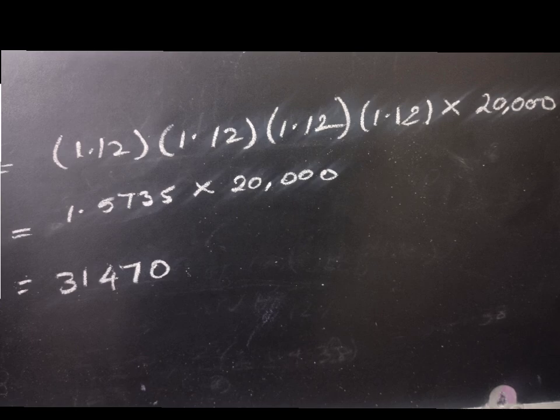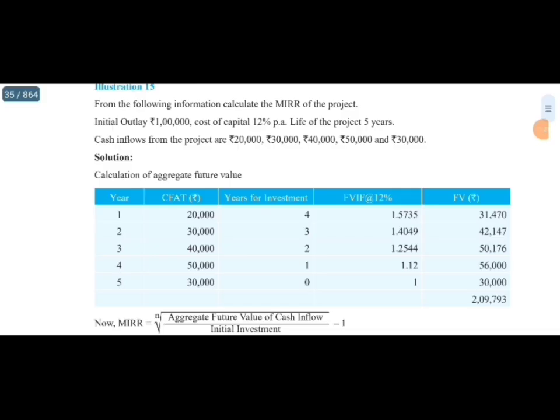Then we will multiply the future value factor with the cash inflow 20,000. We will arrive at 31,470 as future value. Similarly, for the second year, the cash inflow is 30,000. So the remaining years out of the life of 5 years is 3 years. 2 years are over, so for 3 years we are going to reinvest.